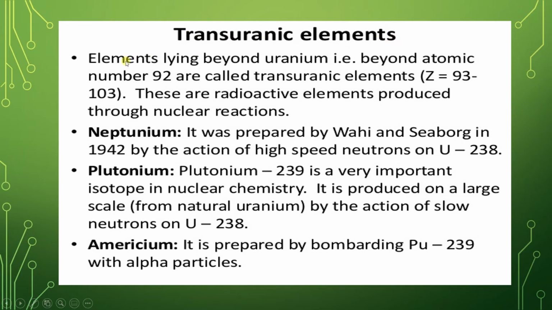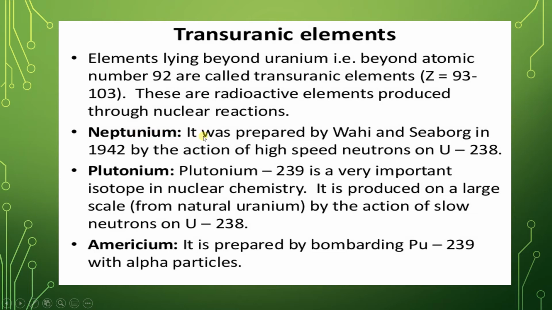Next, transuranic elements. Elements lying beyond uranium, that is beyond atomic number 92, are called transuranic elements, that is atomic number 93 to 103. The atomic number of uranium is 92. Beyond that, the elements are called transuranic elements. These are radioactive elements produced through nuclear reactions.